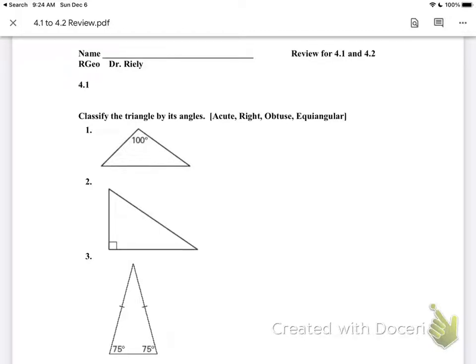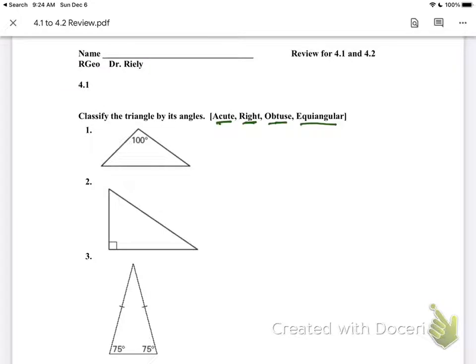In this video, we're going to go over the review for 4.1 and 4.2. So the first question says, classify the triangle by its angles. Okay, and I give you the words that you're going to use. So it's either going to be acute, right, obtuse, or equiangular.